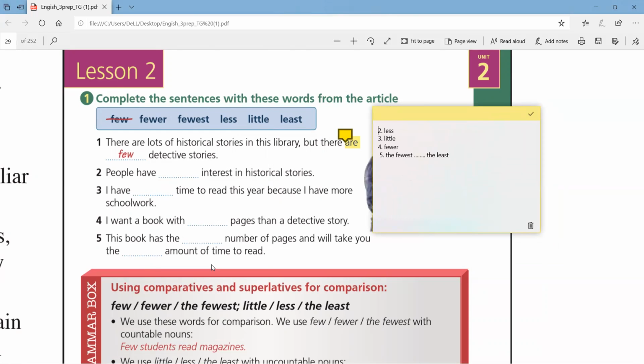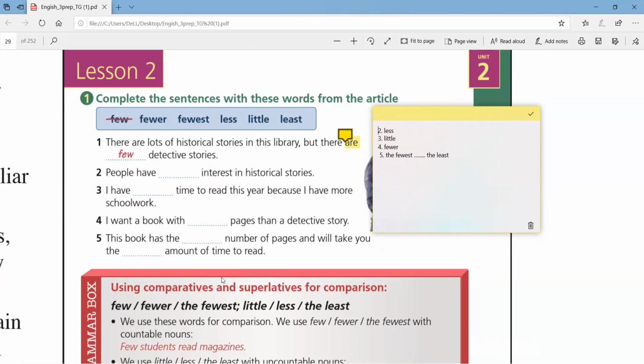I have little time to read this year because I have more schoolwork. Time, as an abstract noun, is uncountable. But if we talk about time as in, I met Ali so many times, here this is a countable noun.